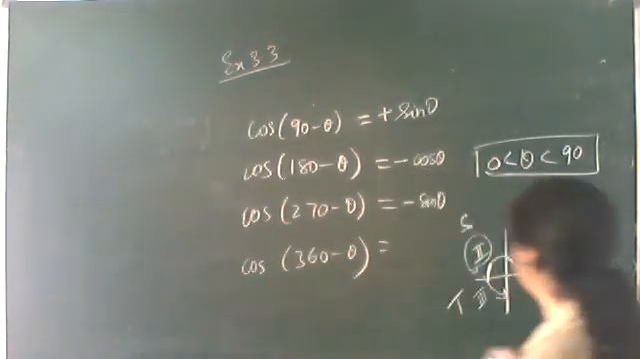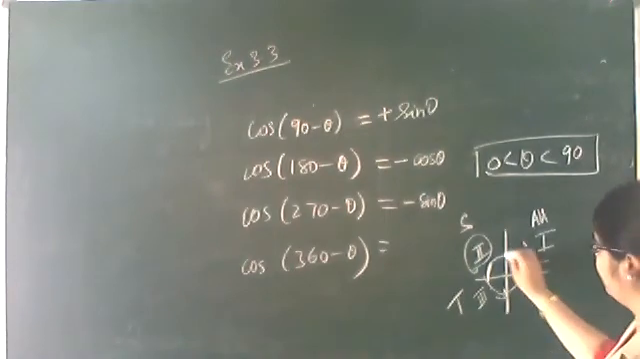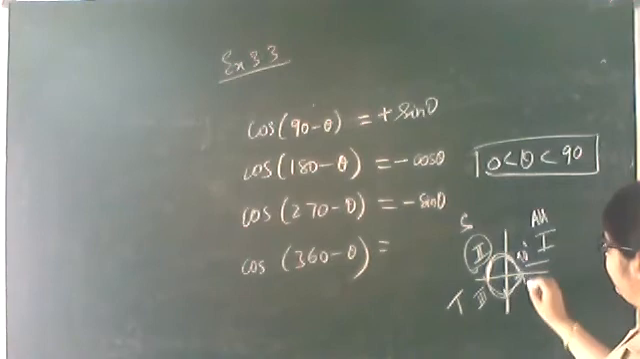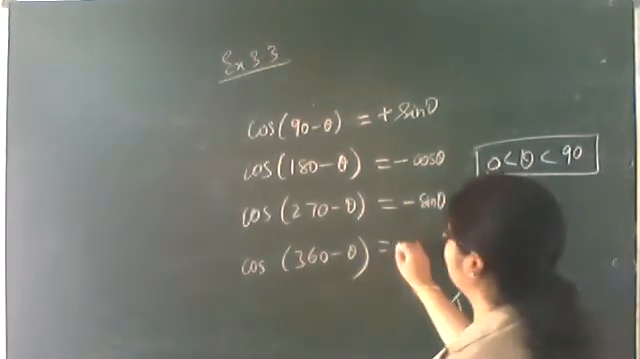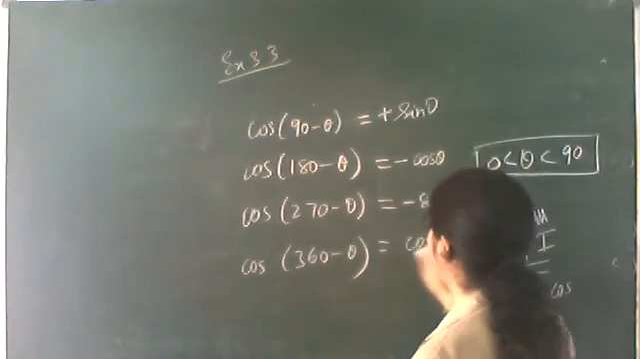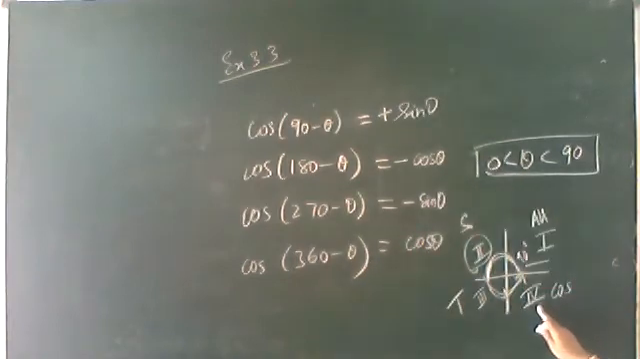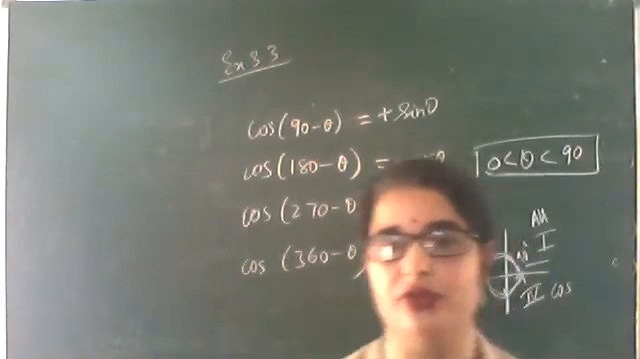Then cos 360 minus theta. This is cos 360, a 360 degree angle from here to here. Then 360 minus theta, where will it lie? In the fourth quadrant. And in the fourth quadrant, cos is positive. Change, no change, change, no change, so it will be cos theta. So we will get cos theta. These are all things you should remember.